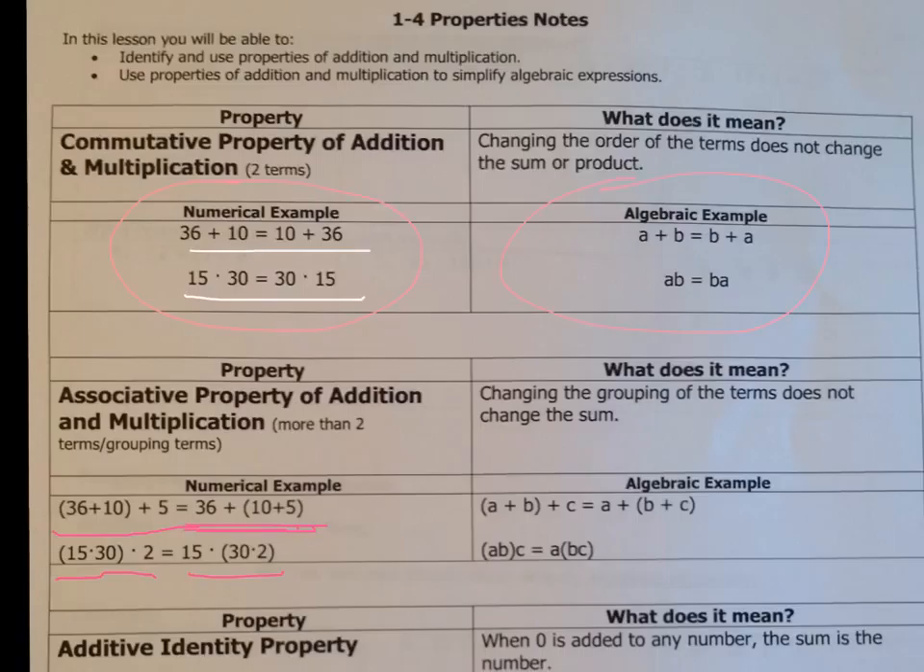Okay, these two properties come in handy. With the commutative property, you just need to know that no matter which way you add or which way you multiply, you'll still get the same answer.